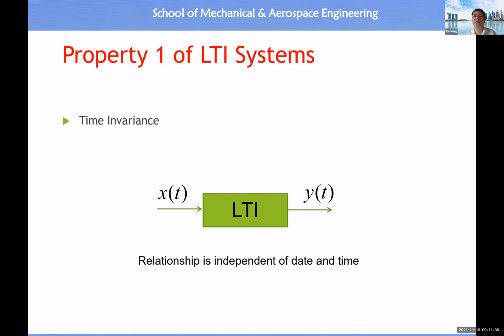If you have an LTI system, today if I supply this input, then I will produce this output. Then after 1 hour, 2 hours, if I supply the same input, I should be able to get the same output. So the inner property of the system should be independent of time. From this point of view, you can start to think about the robot arm manipulator: will it meet this requirement or not?